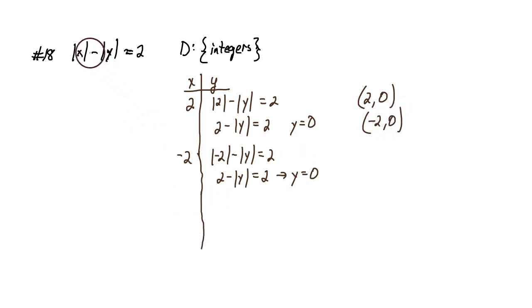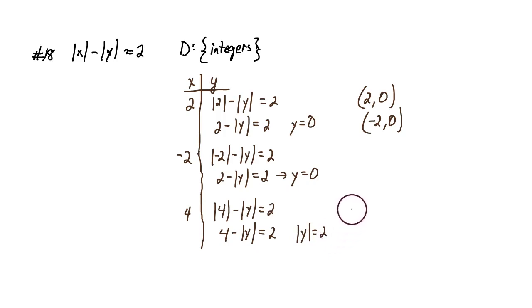Let's substitute another value into the original expression. Maybe x is 4. The absolute value of 4 is 4. What does this expression have to be to create a true statement? This has to turn out to be 2, because 4 minus 2 would equal 2. So we know that the absolute value of y must be 2. Now ask, what could y be? y could be 2 or negative 2.